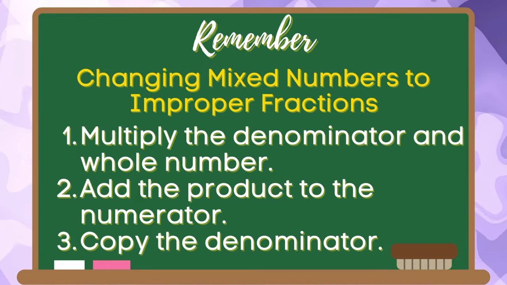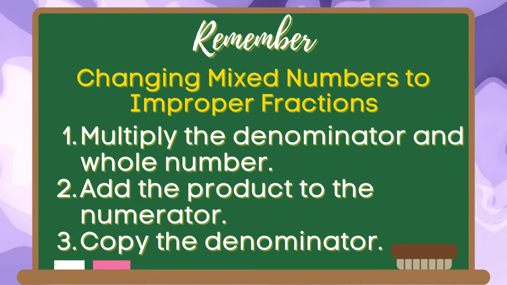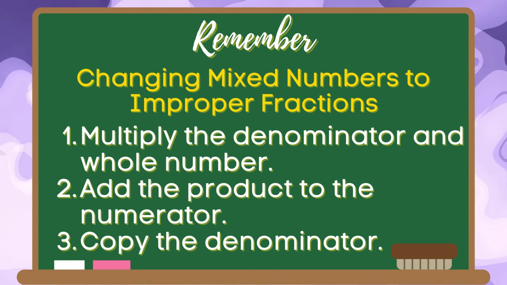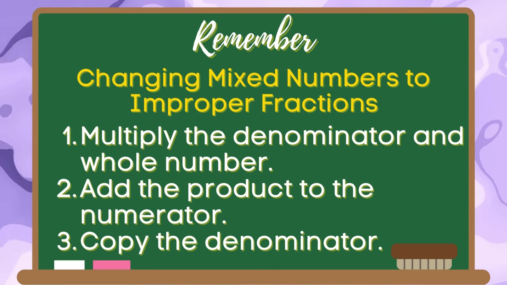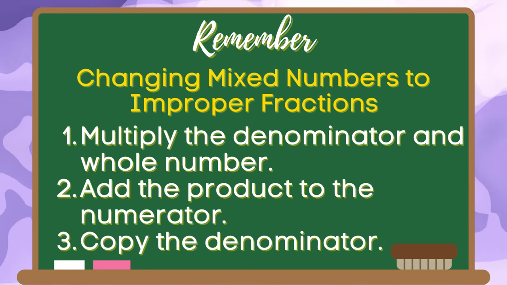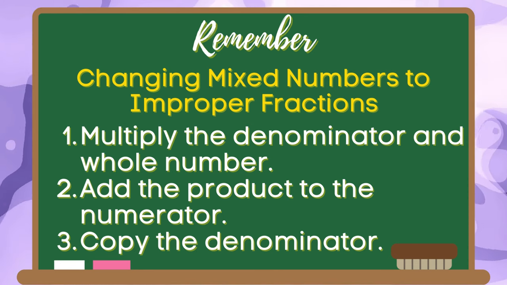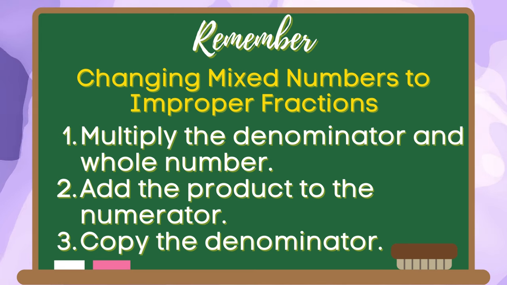Remember, in changing mixed numbers into improper fractions, here are the steps to follow. First, multiply the denominator and whole number. Second, add the product to the numerator. And third, copy the denominator.